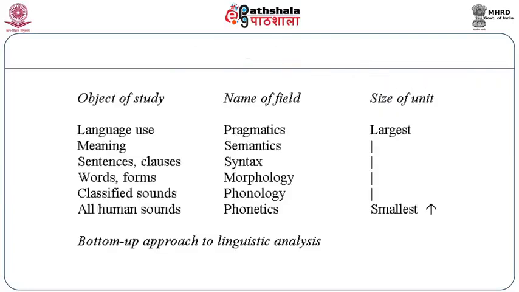In this diagram, you can see that we have the object of study, the name of the field and the size of the unit. We have the smallest as well as the largest unit. So this is called the bottom-up approach to linguistic analysis. We know that the smallest unit is phonetics, which is related to all human sounds. And the largest size of unit is pragmatics, that is, of language use. So there comes phonetics, that is all human sounds, phonology, classified sounds, morphology, that deals with words and forms, syntax, sentences, clauses, semantics, that deals with meaning, and finally pragmatics, that is of language use or of discourse.